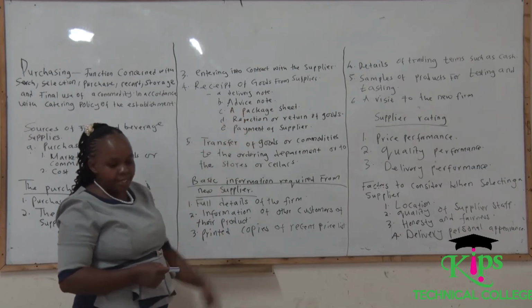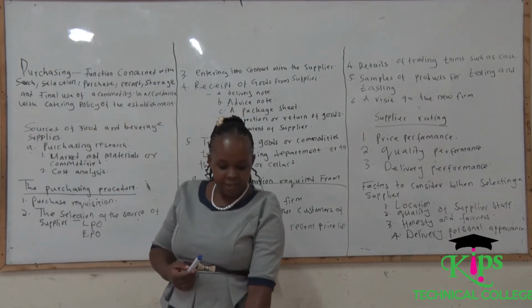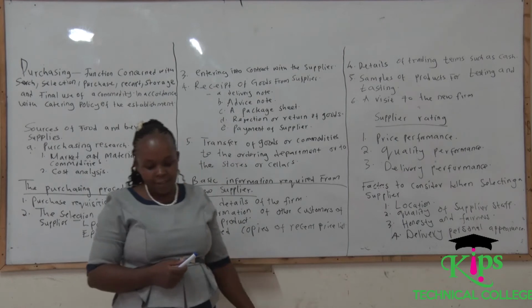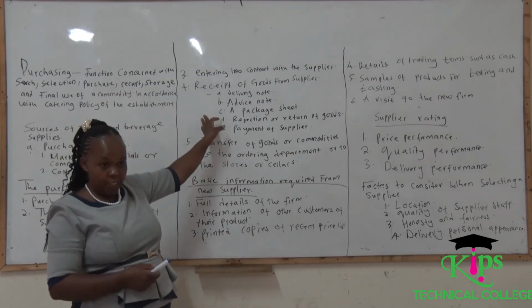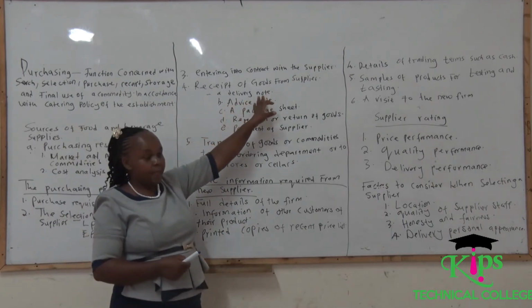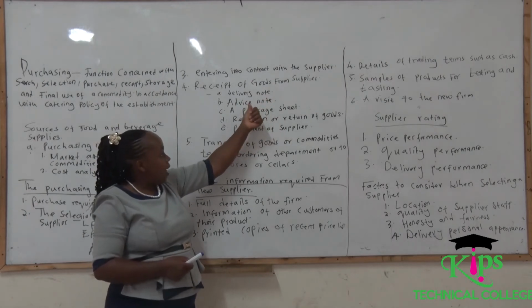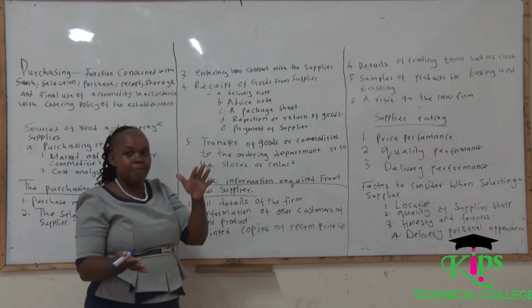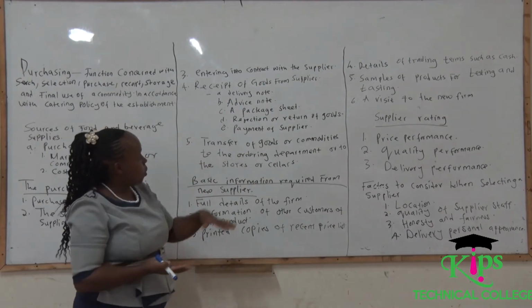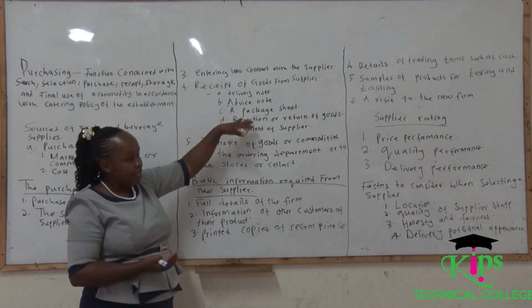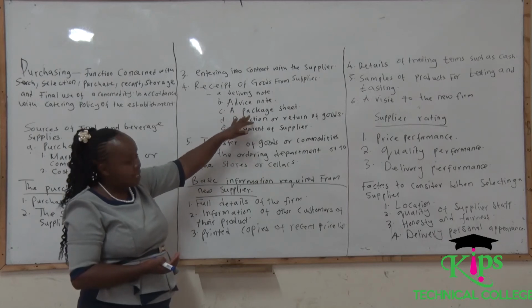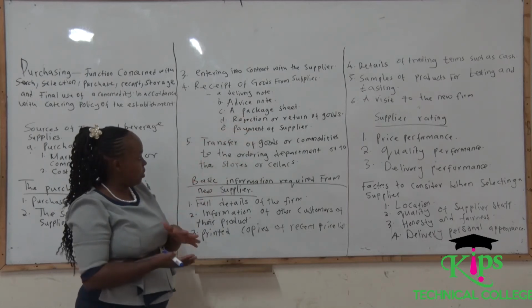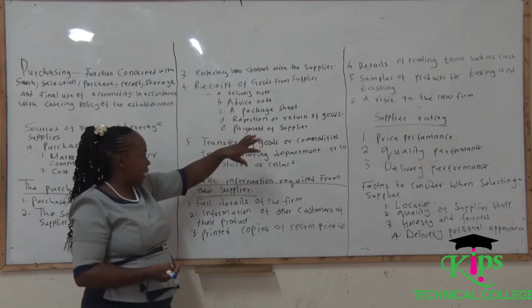And there is another document which is called an advice note, if goods are being delivered through public transport, not the owner's or the supplier's vehicle. So an advice note is given. There is a package sheet if the items are being packed in many sheets. A package sheet should accompany the goods so that they can be known how many there are in a packet.